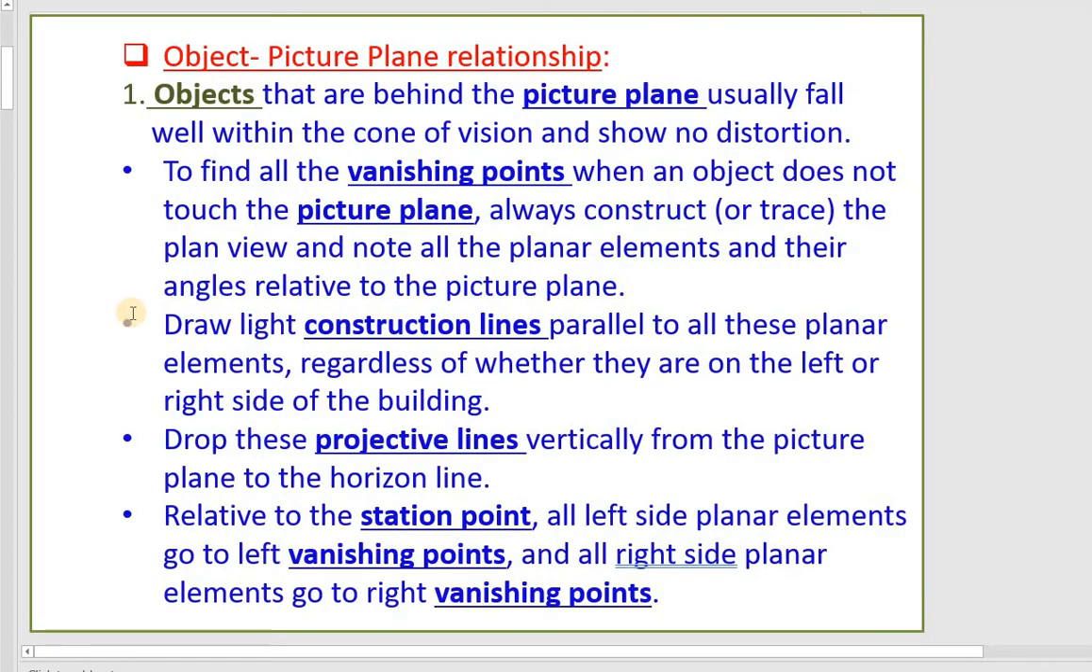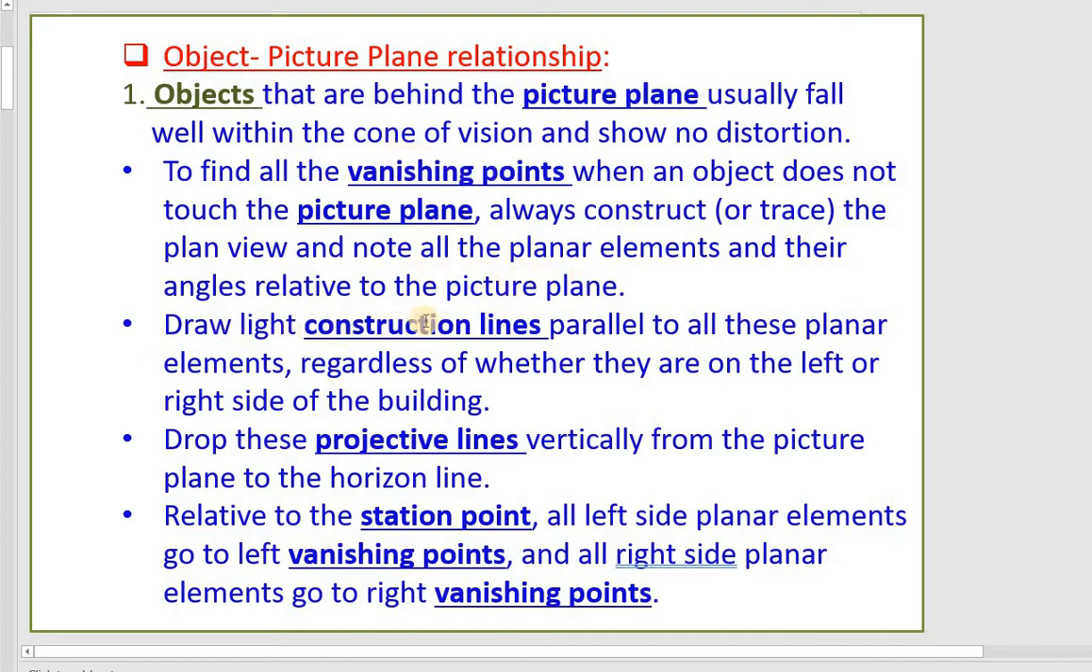And after that, we have vanishing points. When you do the object and the picture plane, you look at it and you need to go for both sides. From the object before you draw, you have the vanishing point. The definition is: when the object does not touch the picture plane, you always construct or trace the plan view and note the planar elements and their angle relative to the picture plane, and you call that the vanishing point.